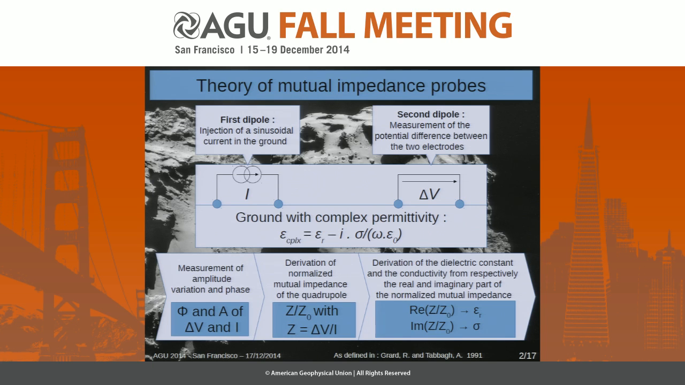What we are looking for is the difference in phase and amplitude between the injected current and the difference in potential. From those values, we can derive what we call the mutual impedance of the system. So the mutual impedance is the potential difference over the injected current. We normalize this mutual impedance by the impedance in vacuum. And the real part of this normalized mutual impedance gives us the dielectric constant, and the imaginary part gives us the conductivity. Knowing these values, we can constrain the composition, temperature, porosity.